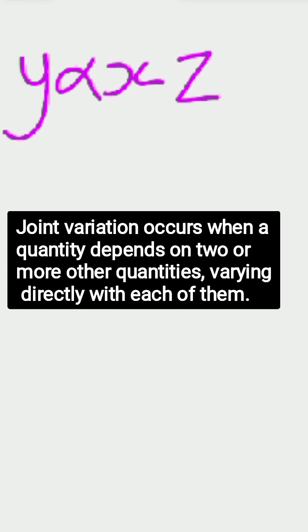In today's class, we are looking at joint variation. Joint variation is represented mathematically as: y varies jointly as x and z. So what is joint variation? Joint variation occurs when a quantity depends on two or more other quantities varying directly with each of them.